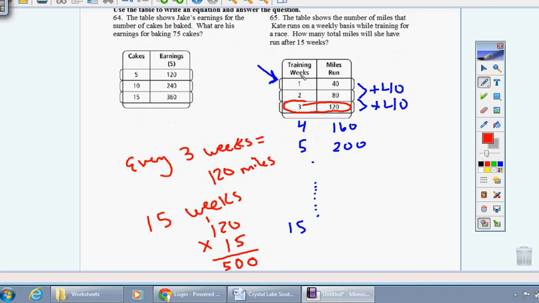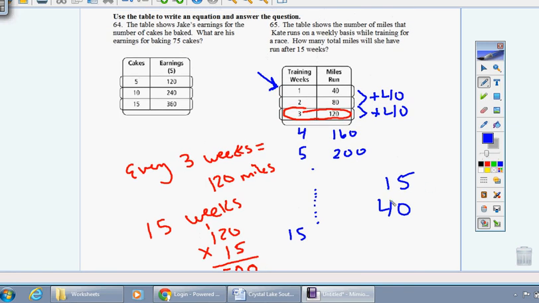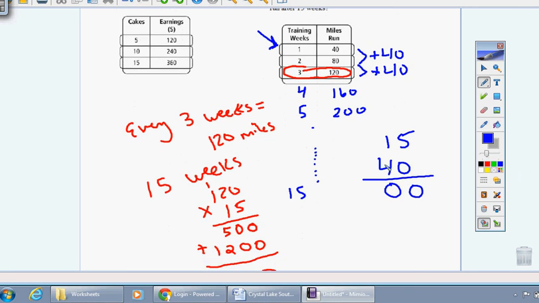Another way you could look at it is you could say, alright, each week she runs 40 miles. So if she runs for 15 weeks, she might have to do 15 times 40. Okay? So for 15 weeks, she runs 40 miles. And let's see what we get here. 0 times 5 is 0. 0 times 1, 0. Add a 0 down here. 4 times 5 is 20. Write the 0, carry the 2. 4 times 1 is 4, plus 2 is 6.